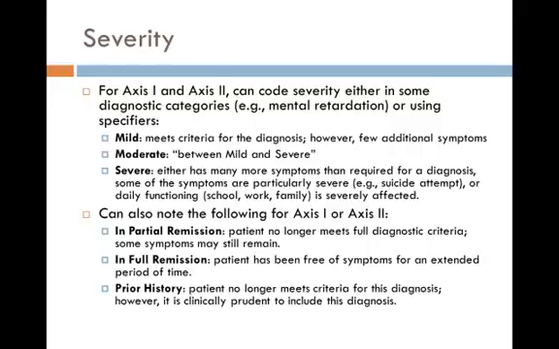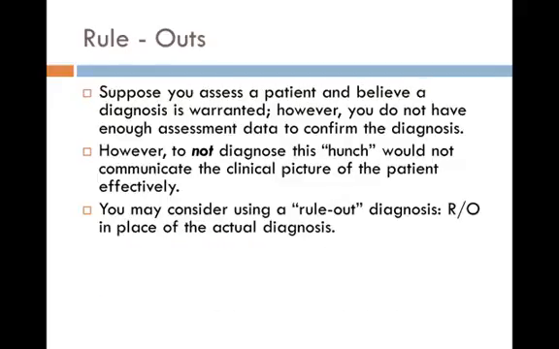So it also provides an opportunity to rule out various forms of impairments or disabilities. And suppose you assess a patient and believe that a diagnosis is warranted, however, you don't have the necessary information to confirm the diagnosis. However, you also have a hunch to not diagnose. This hunch would not communicate the clear clinical picture of the person. So when such is the case, then you may consider using a rule-out diagnosis in place of the actual diagnosis.